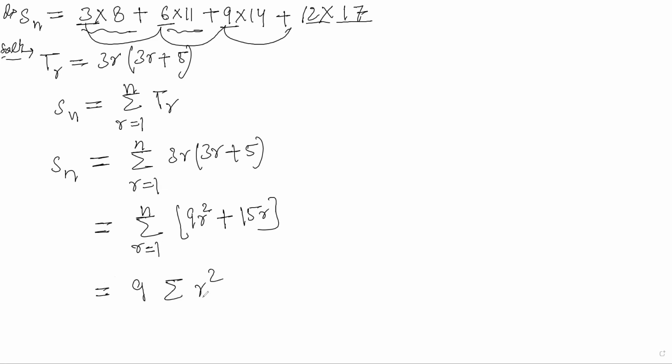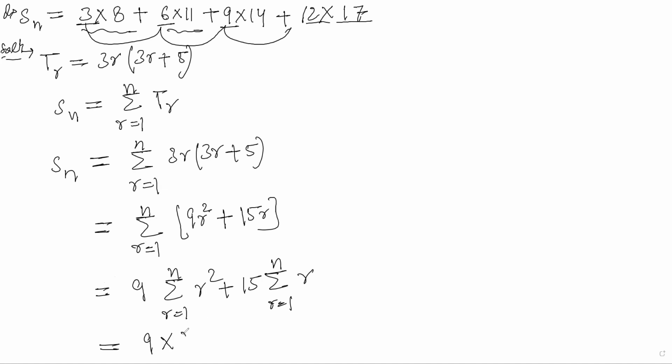So how do we write the sigma, like n, sigma r equals 1 like this? Yeah, sigma r. You can just say sigma r. Okay, sigma r. Yeah. So 15 would be taken to the left side of sigma. Yes. Then we find out the separate Sn. So what should be this part? Tell me the sigma r square.